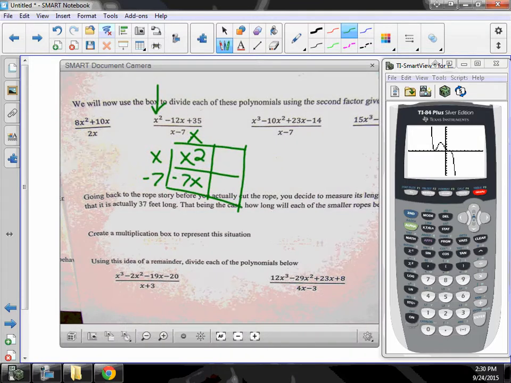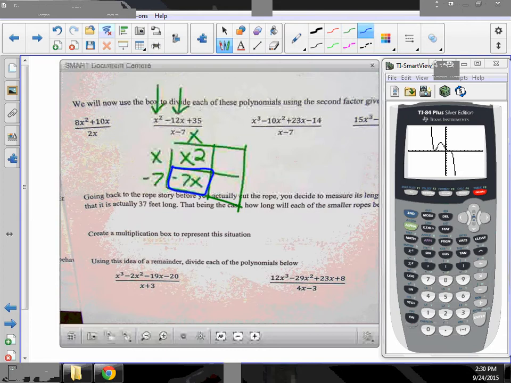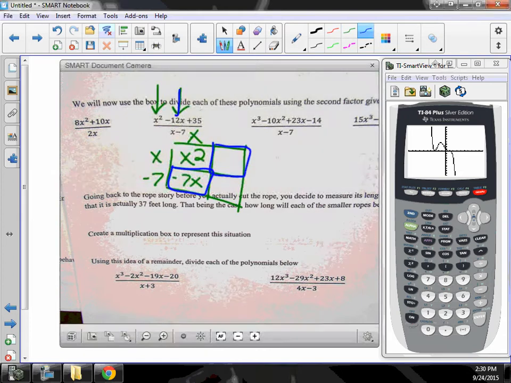Well, I need to account for this negative 12x, but where do I put the negative 12x? Negative 12 is actually split into 2 pieces, and one of those pieces I already know. Back when you did the multiplication, this box and this box combine to be negative 12. And I know one of them is negative 7, so the other one must be negative 5.